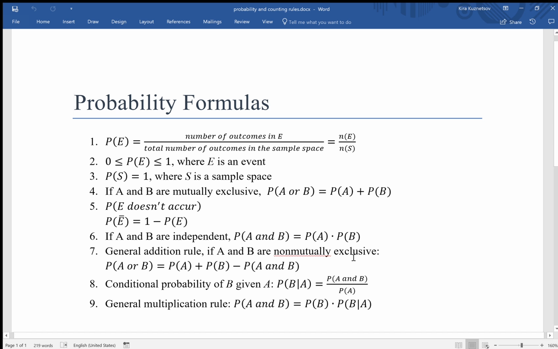This is a complete probability formula handout that is going to be used for the duration of Chapter 4. Now 4-1 uses rules 1 through 5.